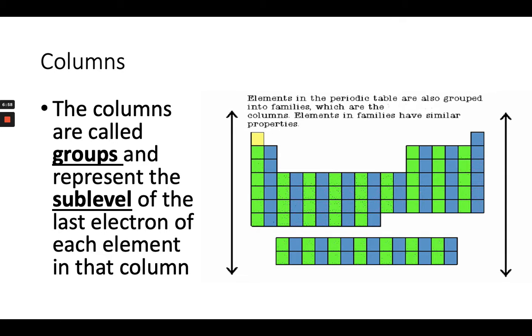Now again, let's make sure we know our vocabulary. The columns are called groups, and they represent the sublevel of the last electron of each element in that column. So in here, we've got the 1s, the 2s, the 1s1, the 2s1, the 3s1, and so forth. But these columns, and they're labeled on your SOL periodic table, are known as groups. And as we learned in previous lessons, 4 of those groups have special names. We'll go over that again.